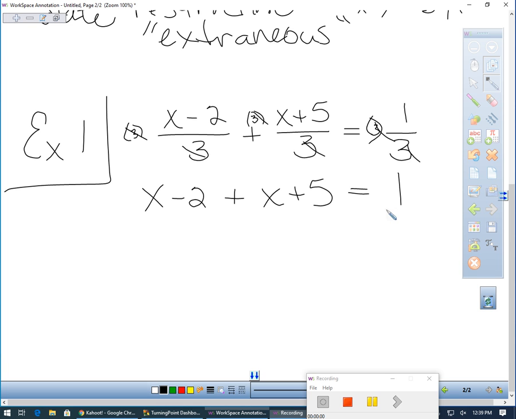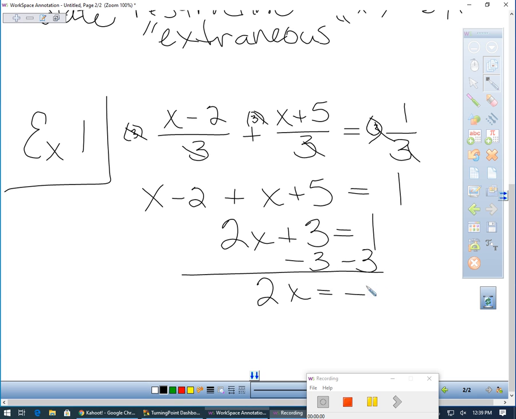Now we would go ahead and solve the basic equation we always have. x plus x is 2x. Negative 2 plus 5 is 3, equals 1. Subtracting 3 to the other side, we get 2x equals negative 2. Dividing both sides by 2, x equals negative 1.